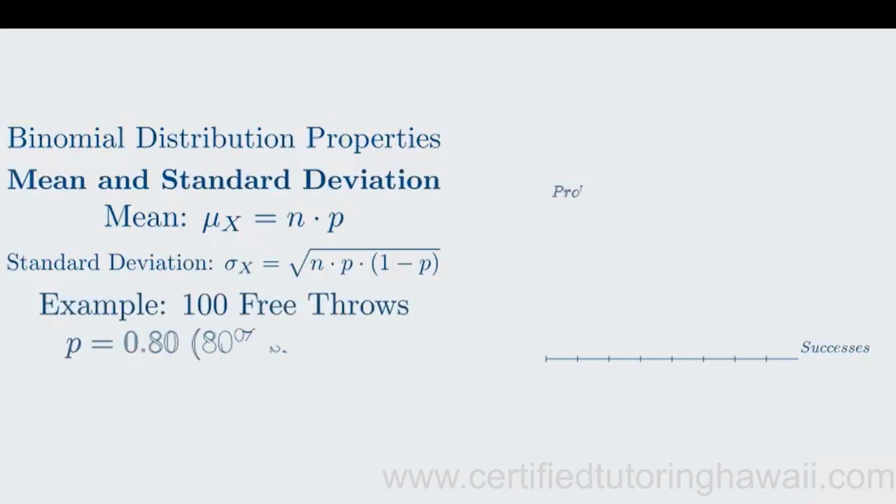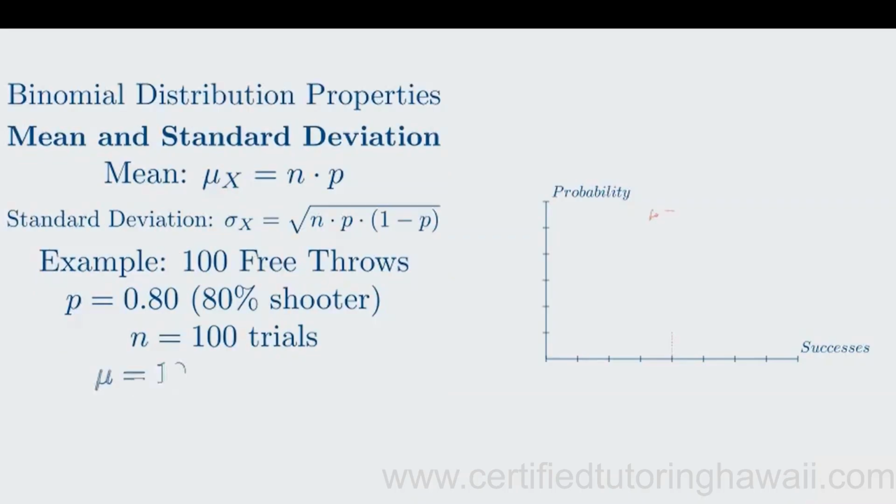Let's look at an example. Suppose a basketball player makes 80% of their free throws. If they shoot 100 free throws, how many should we expect them to make? Using our formula, 100 times 0.80 gives us a mean of 80. We expect them to make 80 shots.